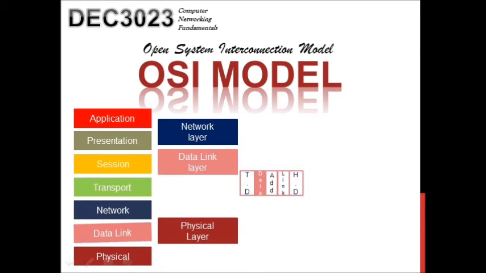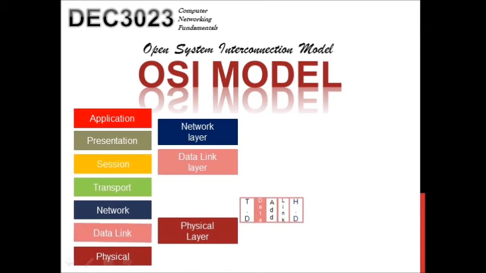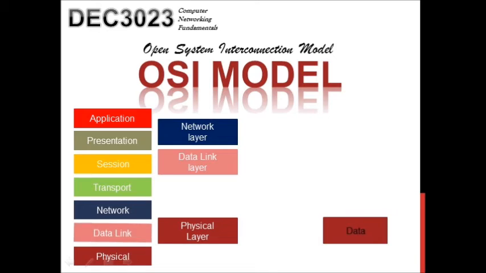The data link layer is divided into two sub-layers. Media Access Control, MAC layer, responsible for controlling how devices in a network gain access to data and permission to transmit it. Logical Link Control, LLC layer, controls error checking and packet synchronization.